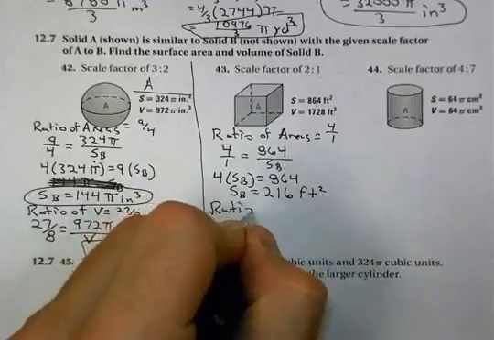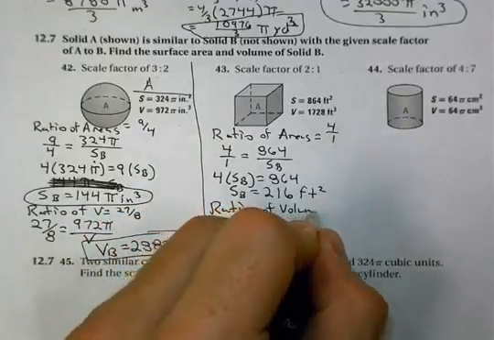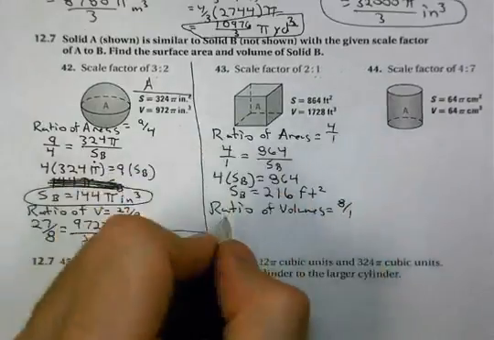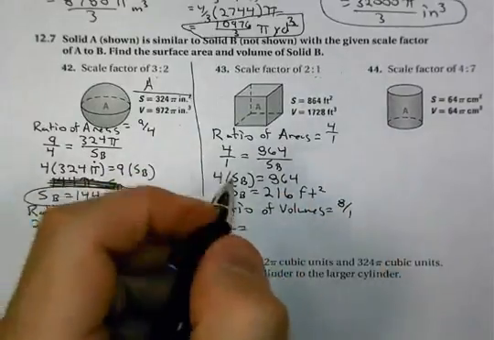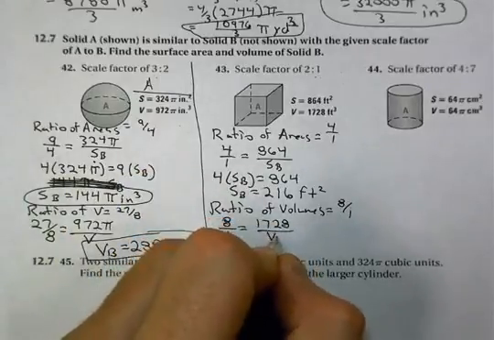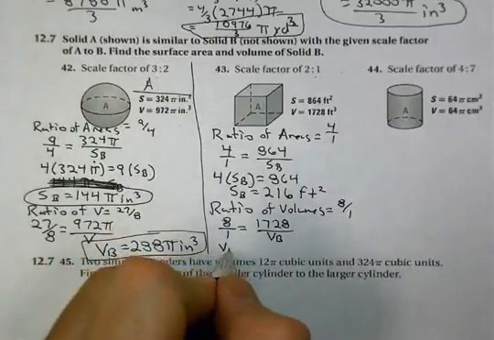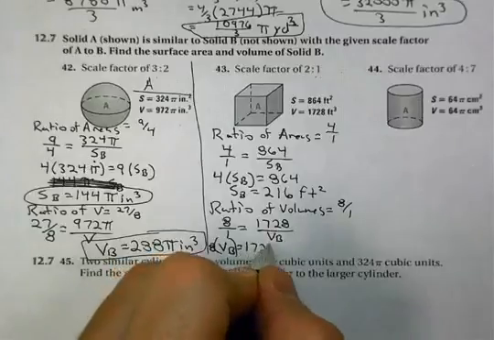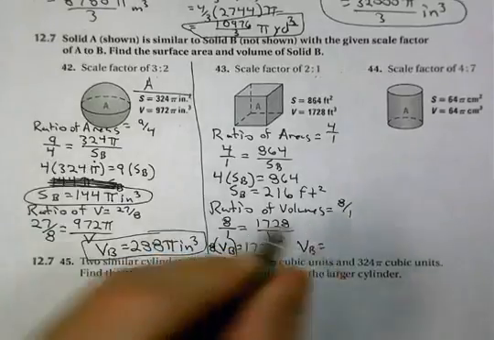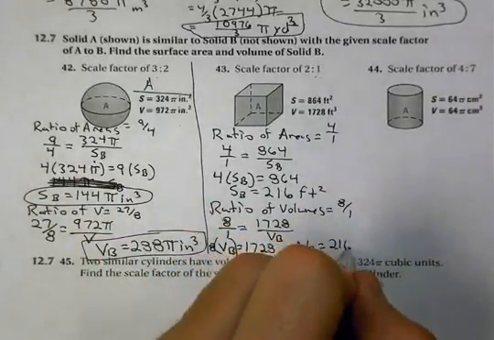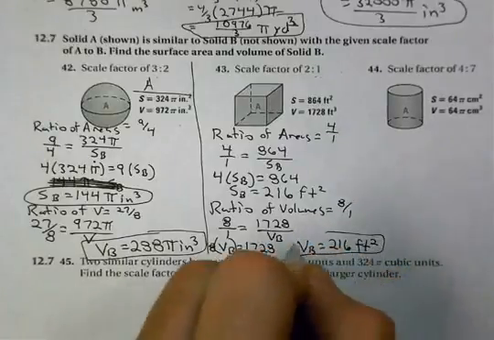Time for ratio of volumes. So I do 2 cubed over 1 cubed, that is 8 over 1. 8 over 1 equals 1728 over the volume of B. I'm eventually going to do 8 times the volume of B is equal to 1,728. Divide by 8. And we get that it is 216 feet squared. Not squared, cubed.